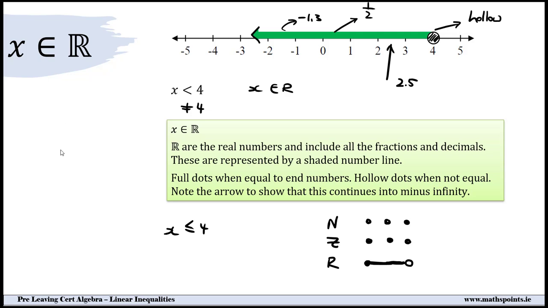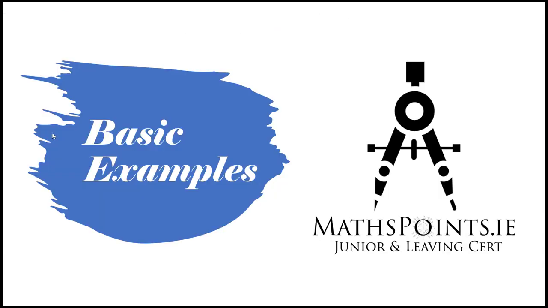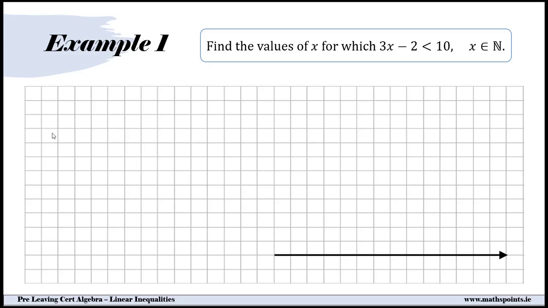Okay, so let's have a look at our first basic example. So this example says, find the values of x for which 3x minus 2 is less than 10. So let's write our sum up here on the left hand side. 3x minus 2 is less than 10. Now we take note that the solutions are natural numbers, and we'll discuss that in the very last line of our sum after we've got our final line of our inequality.